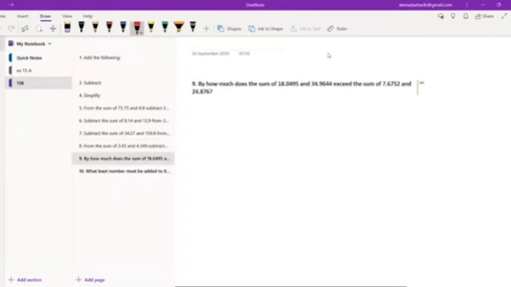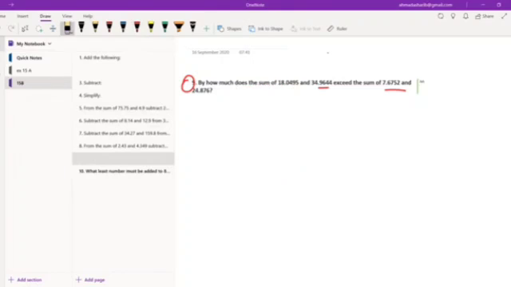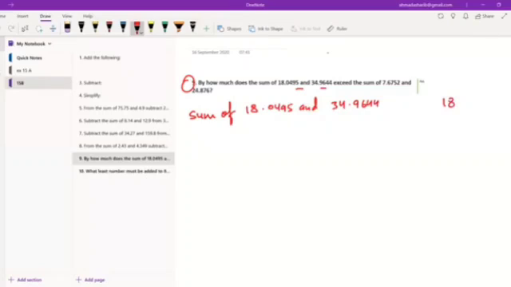Okay. Question 9. By how much does the sum of this and this exceed the sum of this and this? कह रहा है इन दोनों के सम से लास्ट के टू नंबर का सम्स कितना ग्रेटर है, तो कितना ग्रेटर है उसके लिए हमें सब्ट्रैक्ट करना पड़ेगा. मींस फर्स्ट फाइंड द सम ऑफ दिस एंड दिस. आप लिखोगे सम ऑफ 18.0495 एंड 34.9644. तो चलो now let us add these two given numbers.